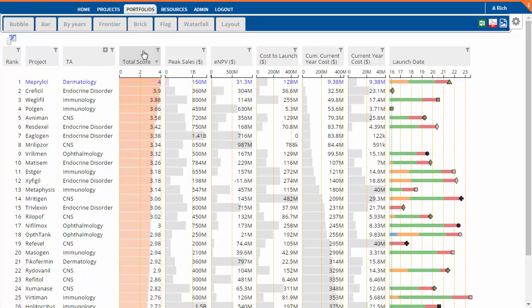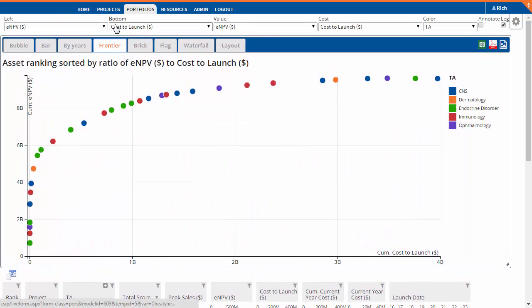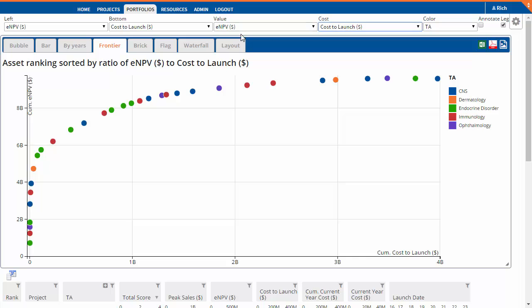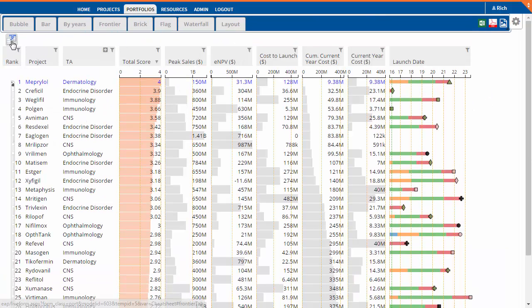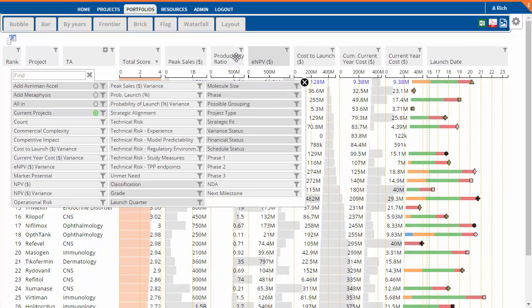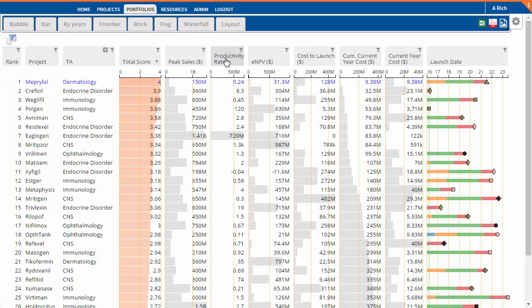But the most valuable projects at the top of the list may or may not be affordable. In fact, they could swallow much of our budget, leaving little for other initiatives. This is where productivity, also known as bang for the buck, comes in. We'll define a productivity metric of ENPV over cost to launch. Now we can pull the productivity ratio directly into our report. And we can sort by that.